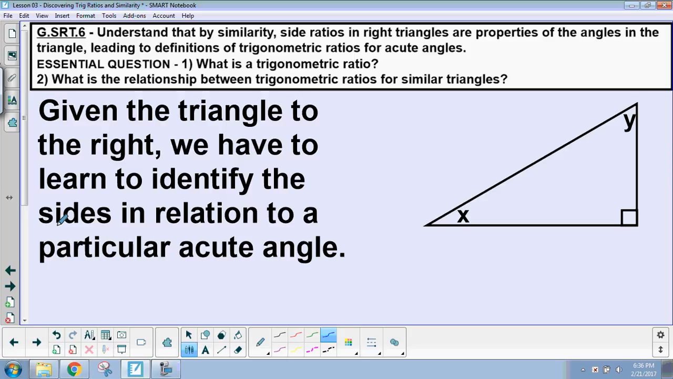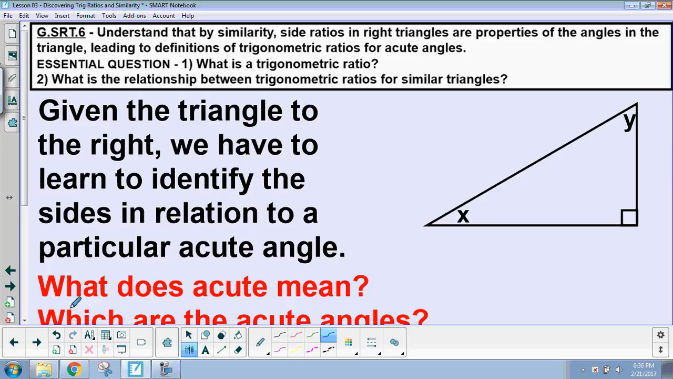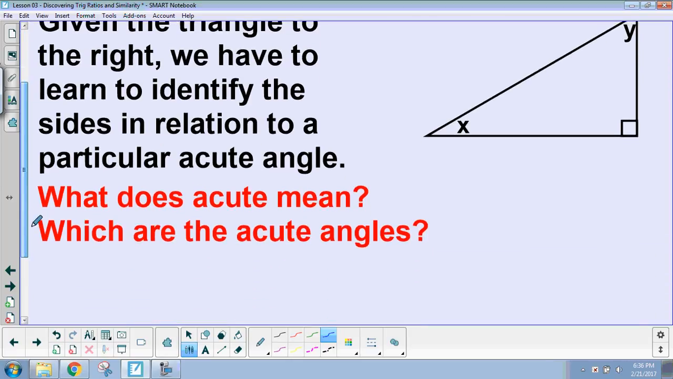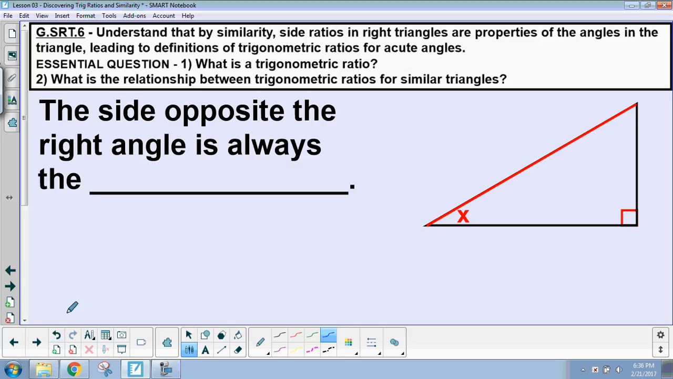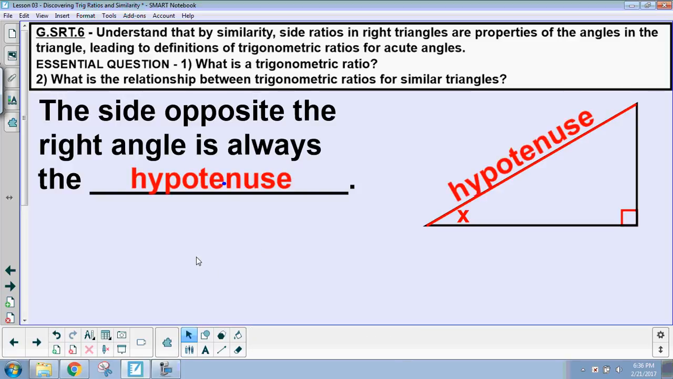So, what does it mean to be acute? We all know less than 90 degrees. Which are the acute angles? Well, it's going to be x and y. Okay? The side opposite of the right angle, you know this, is the hypotenuse. Okay? That will never change. It's always across from the right angle.